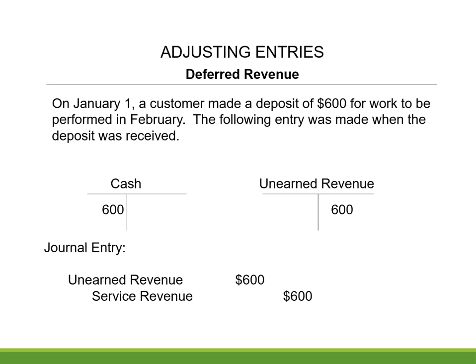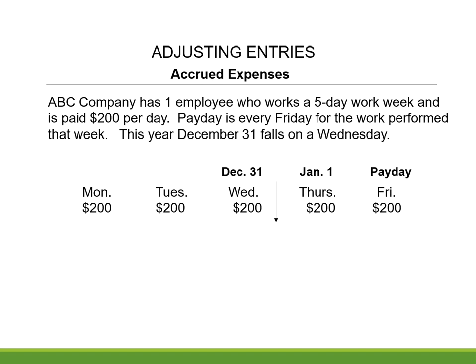So now we're going to debit unearned revenue for $600 and we'll credit service revenue for $600. So that reflects our earning the income, and we will zero out the unearned revenue account and it will be 0. Okay. Next, we have an adjusting entry for accrued expenses.